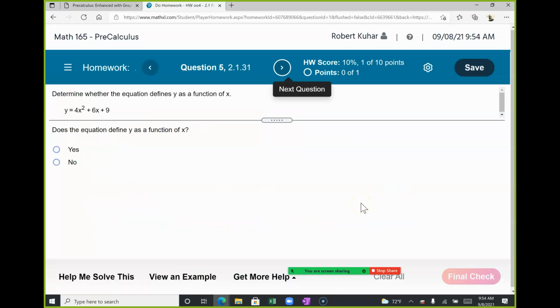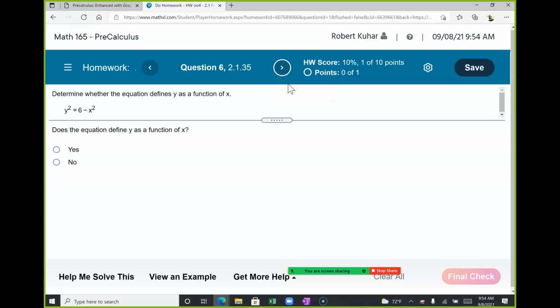So you can already see I can get domain from a table. I can get domain from a graph. I should be able to get domain from algebra too, but in this particular case, there's no algebra to do. Let's just go to the next problem.